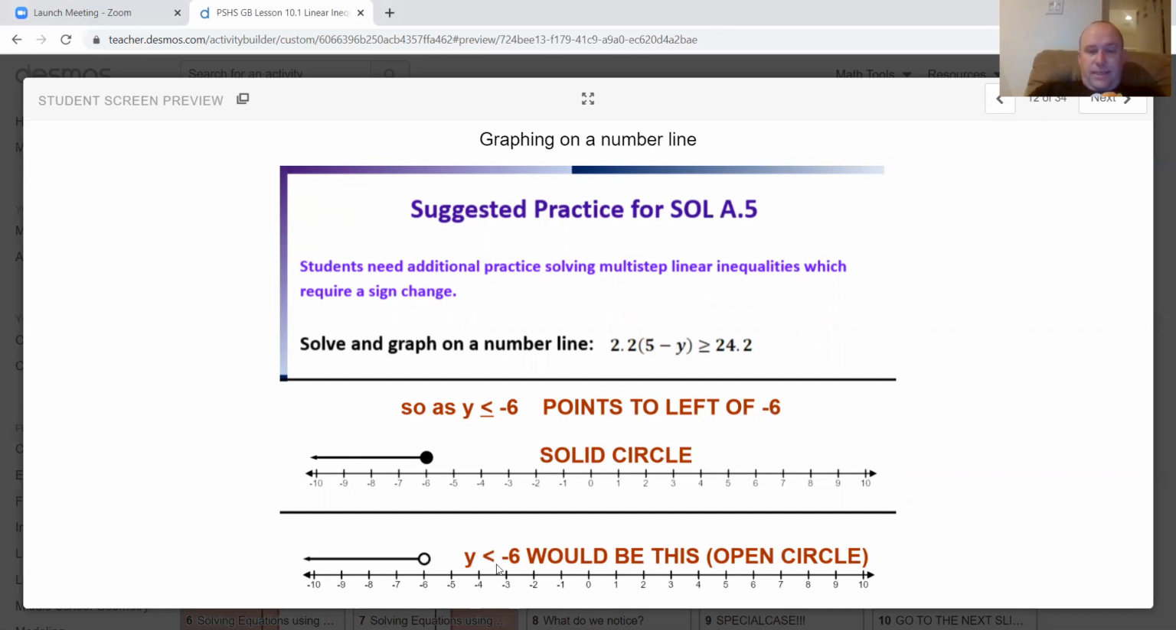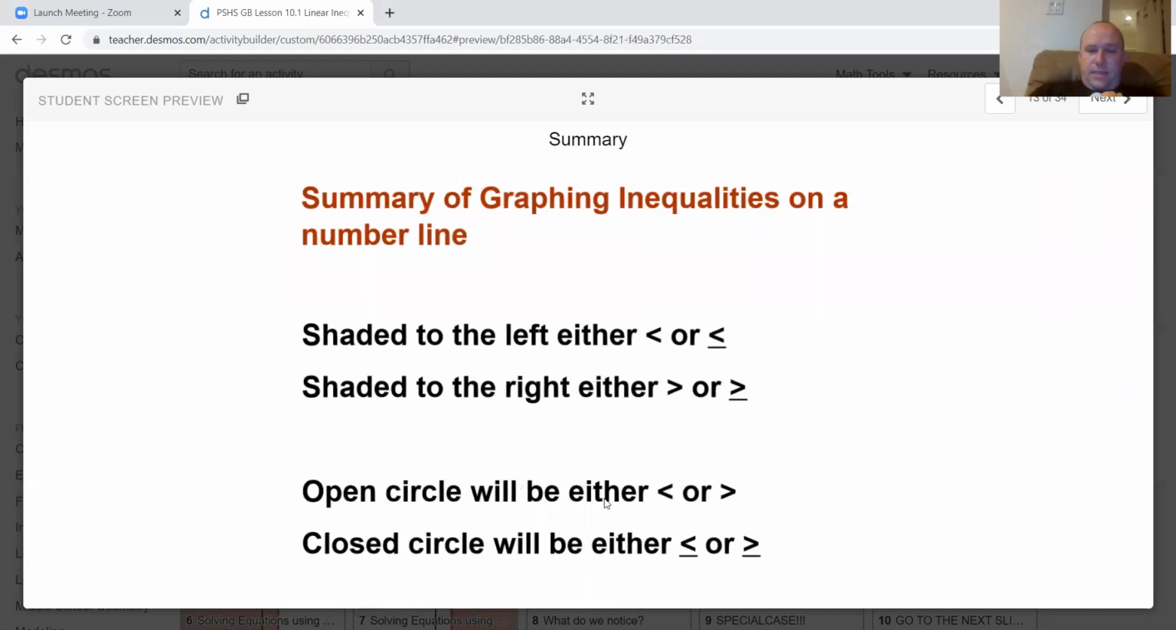If it was just y is less than -6, it would basically be the same picture, but it would be an open circle. So notice though, although the original question pointed to the right, the correct answer actually points to the left, and that's why you want to use your Desmos just to check that. And there's a summary of the open circle or the closed circle, reminding you to check for the equal sign because that will mainly make that decision for you.